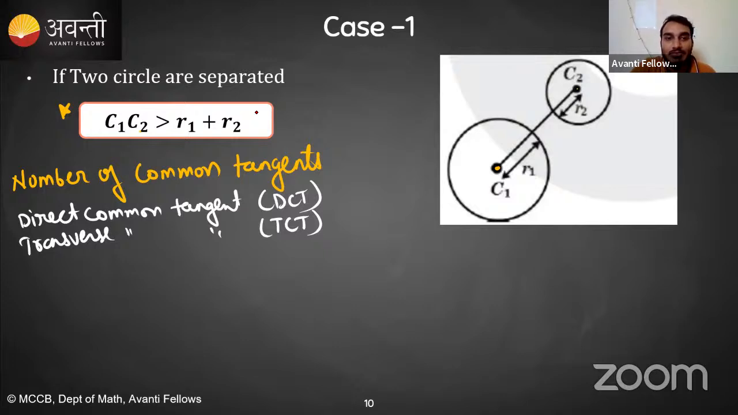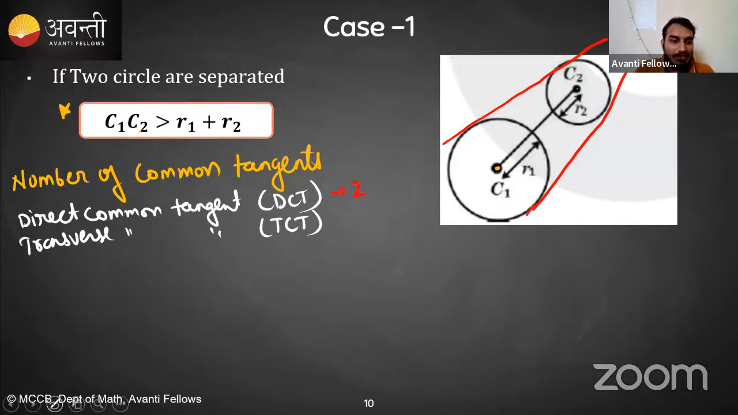Students, any guesses how many direct common tangents are possible? Two direct common tangents, right? One tangent is something like this, and similarly the other tangent would be somewhere here. So there are 2 direct common tangents possible. Yes, very good. So direct common tangents are 2.